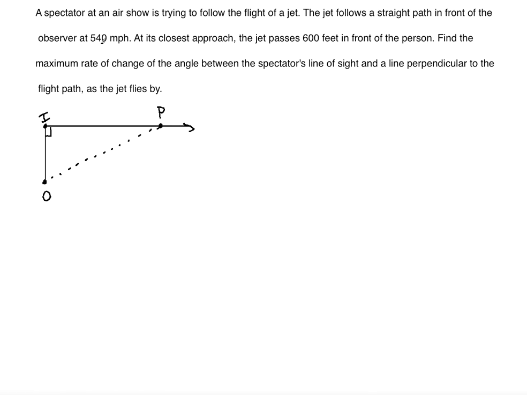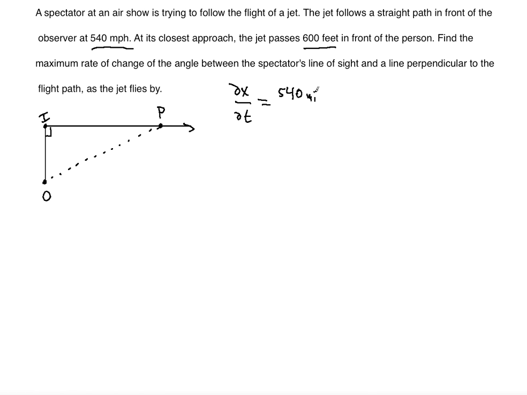So let's see what we're given. We're given 540 miles per hour as the speed of the plane, and the plane travels along the horizontal axis. So its distance from the intersection point as it moves from left to right is increasing with respect to time. So we can say that dx/dt is equal to 540 miles per hour. But notice that we can't deal with miles per hour because here we're given feet. So we have to convert to feet per second, just for convenience.